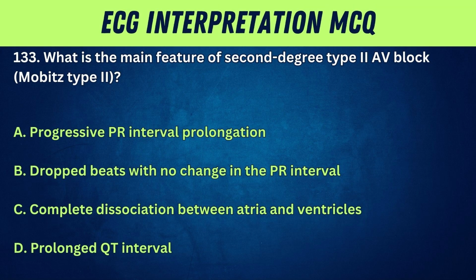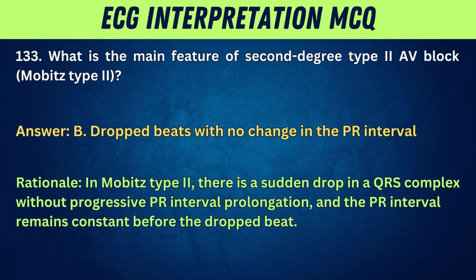133. What is the main feature of second-degree type 2 AV block, Mobitz type 2? A. Progressive PR interval prolongation. B. Dropped beats with no change in the PR interval. C. Complete dissociation between atria and ventricles. D. Prolonged QT interval. Answer: B. Dropped beats with no change in the PR interval. Rationale: In Mobitz type 2, there is a sudden drop in a QRS complex without progressive PR interval prolongation, and the PR interval remains constant before the dropped beat.